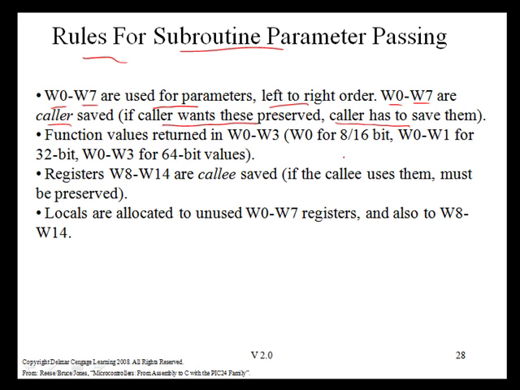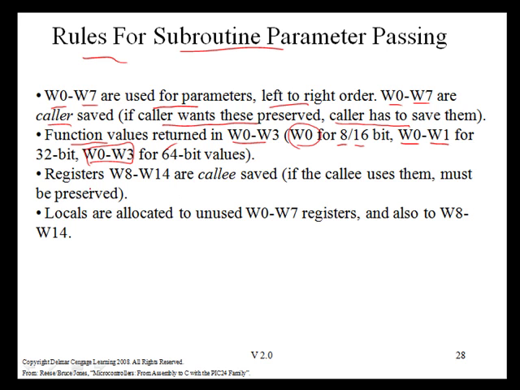A function value, if it's returned by the C function, is going to be returned in these 4 registers. If it's either an 8 or 16-bit value, it's returned in W0. If it's a 32-bit value, then we're going to return the least significant word in W0, the most significant word in W1. If it's a 64-bit value, then these 4 16-bit registers are used to return the 64-bit value.